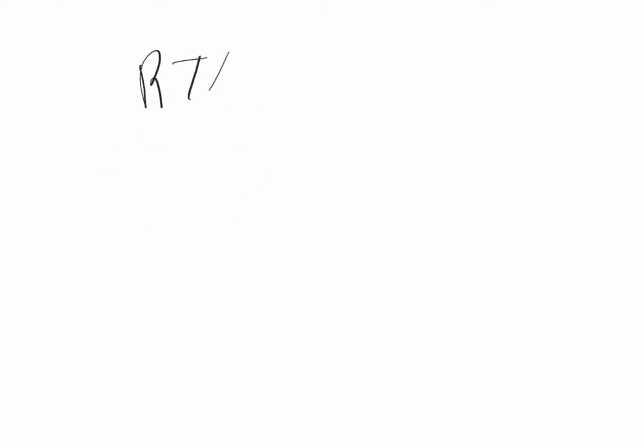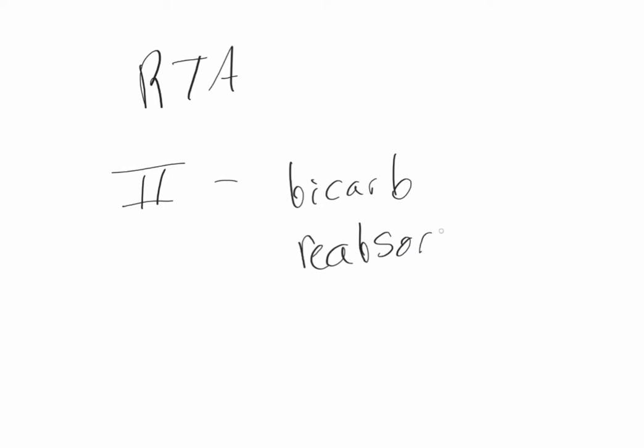Now, renal tubular acidosis type 2 is a problem with bicarb reabsorption. So remember, the other is that there was too much hydrogen in the blood. Now there's not enough bicarb in the blood, hence the blood is acidotic. For bicarb, you can remember this as type 2 because bi meaning 2.